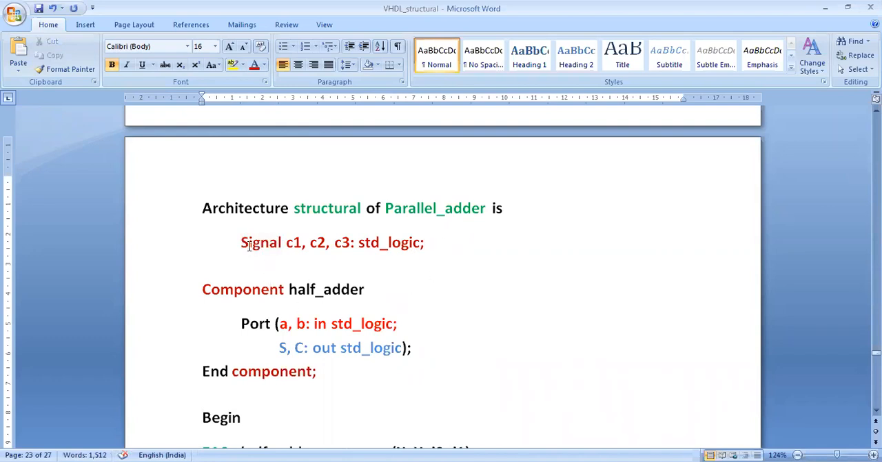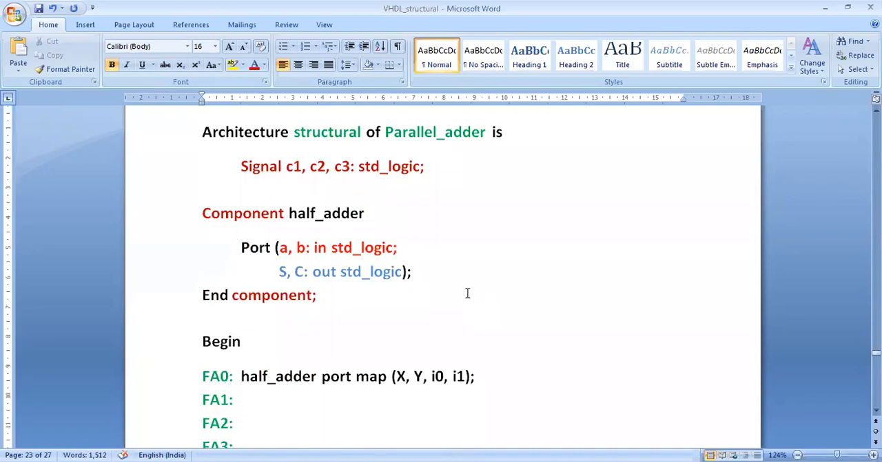Next one. After declaring the intermediate signals, what do we have to do? We have to take the component part because we are modeling in the structural style, so therefore we have to declare the components here. So what are the components that we are using? We are using only the full adder circuits, isn't it? Full adder circuits. So now take the component of the full adder circuit.